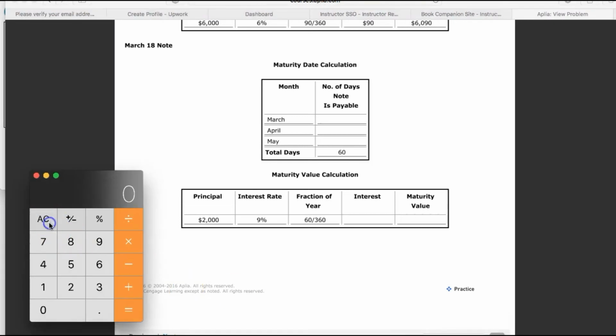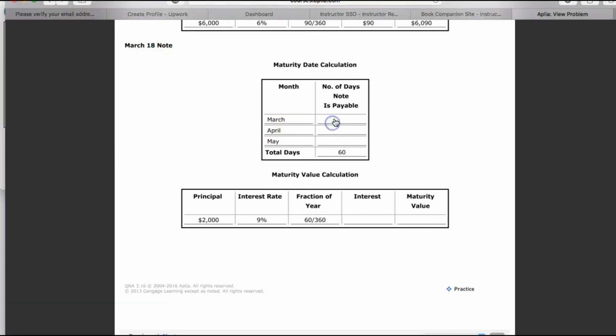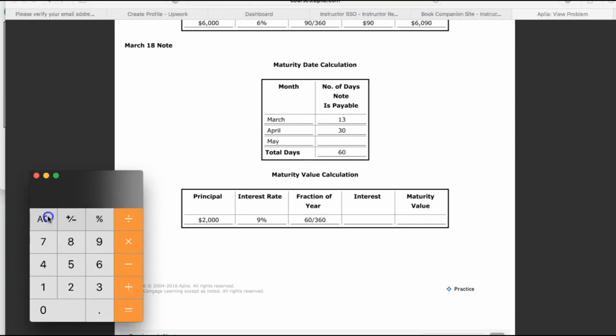Once again, we're going to take the number of days in March, which is 31, minus 18, since we started on the 18th. That's going to give us our first amount of days. April will be the full month. And then let's subtract this out: 60 minus 30 minus 13. So we have 17 days remaining.